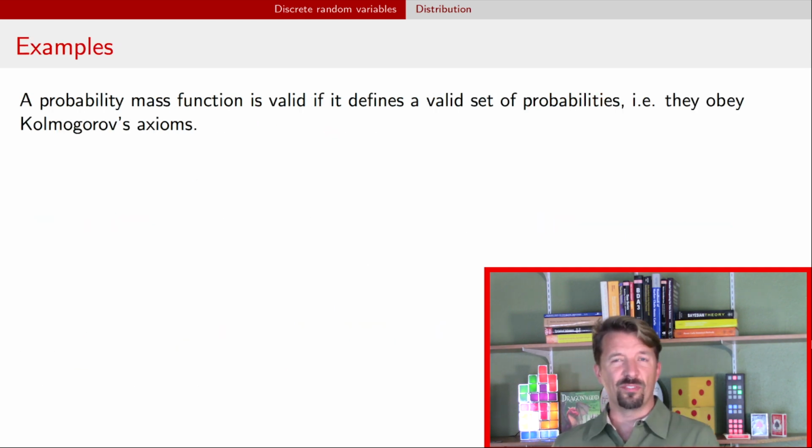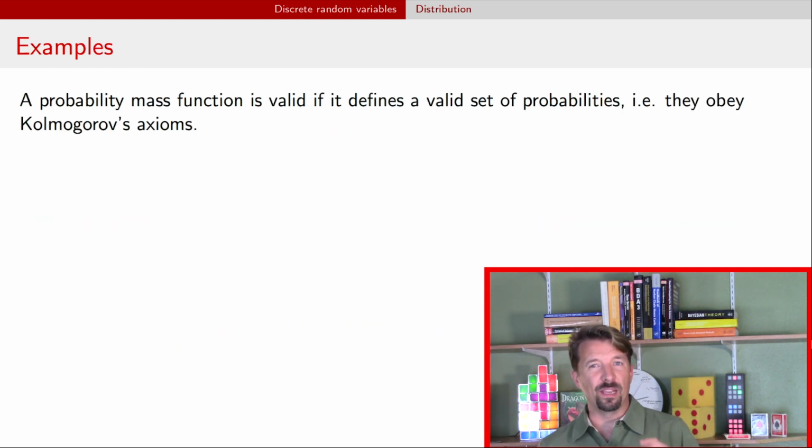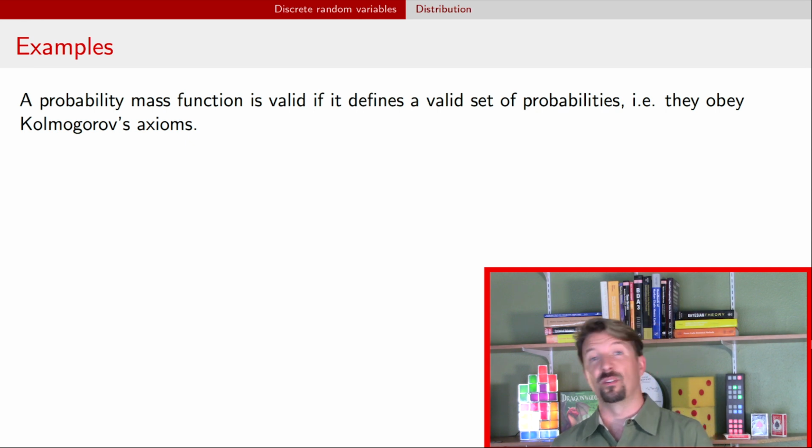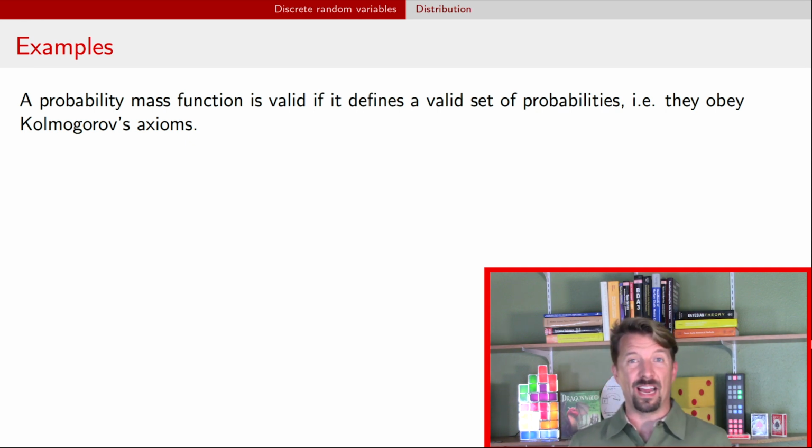Here are a few examples. What I'm trying to get at within these examples is to describe when something is a valid probability mass function and when it's not. Basically, you have to obey Kolmogorov's axioms of probability.